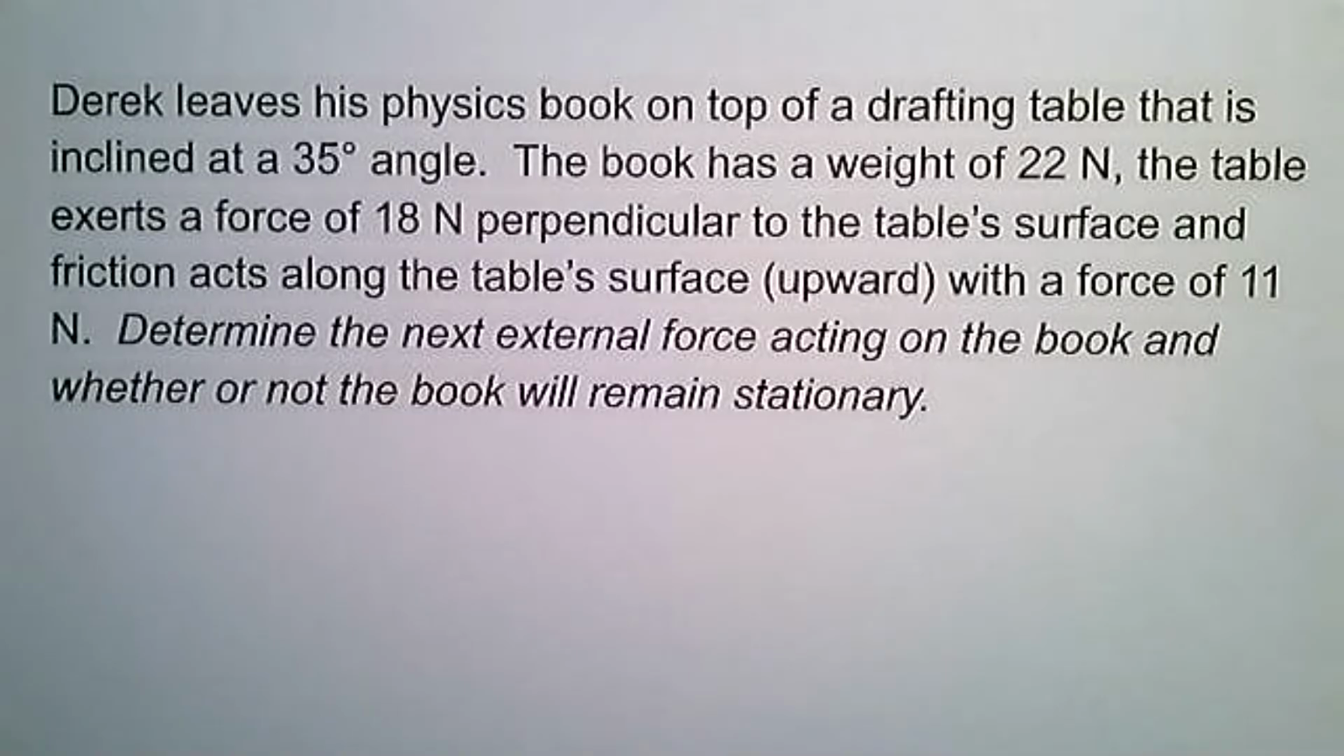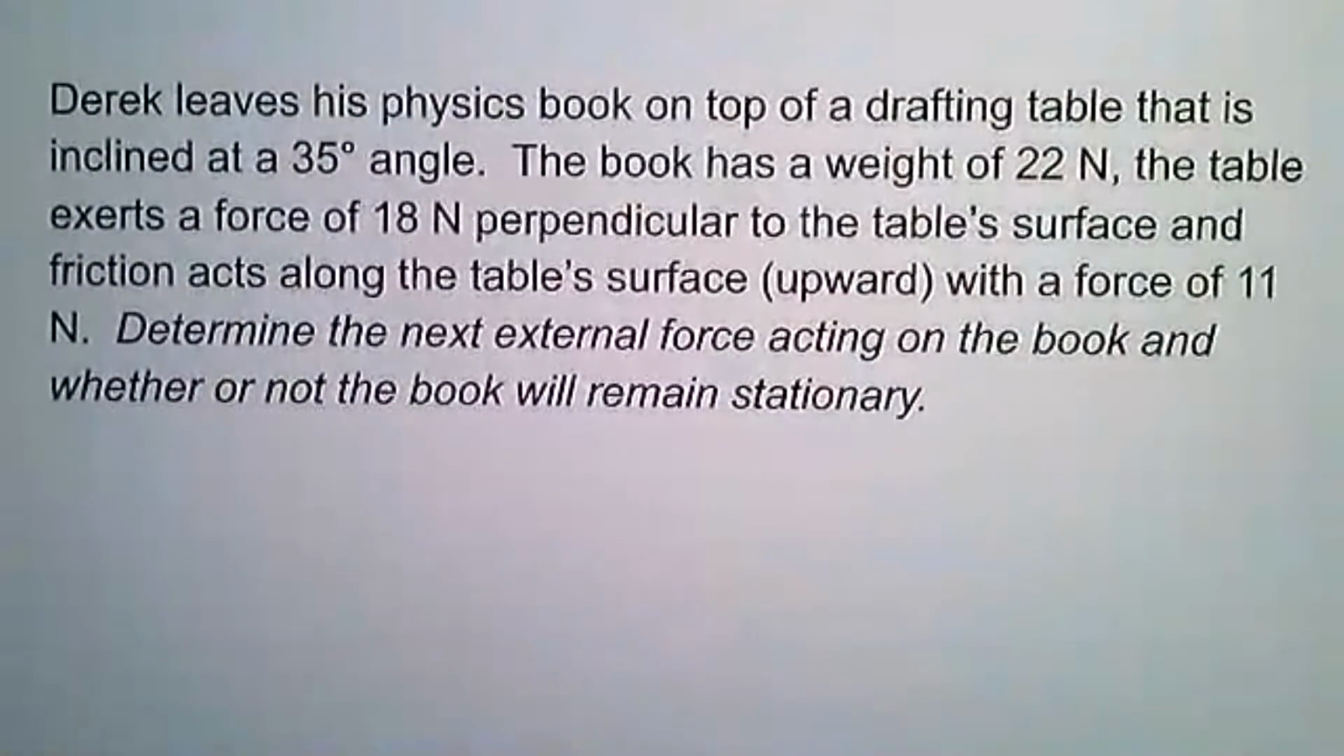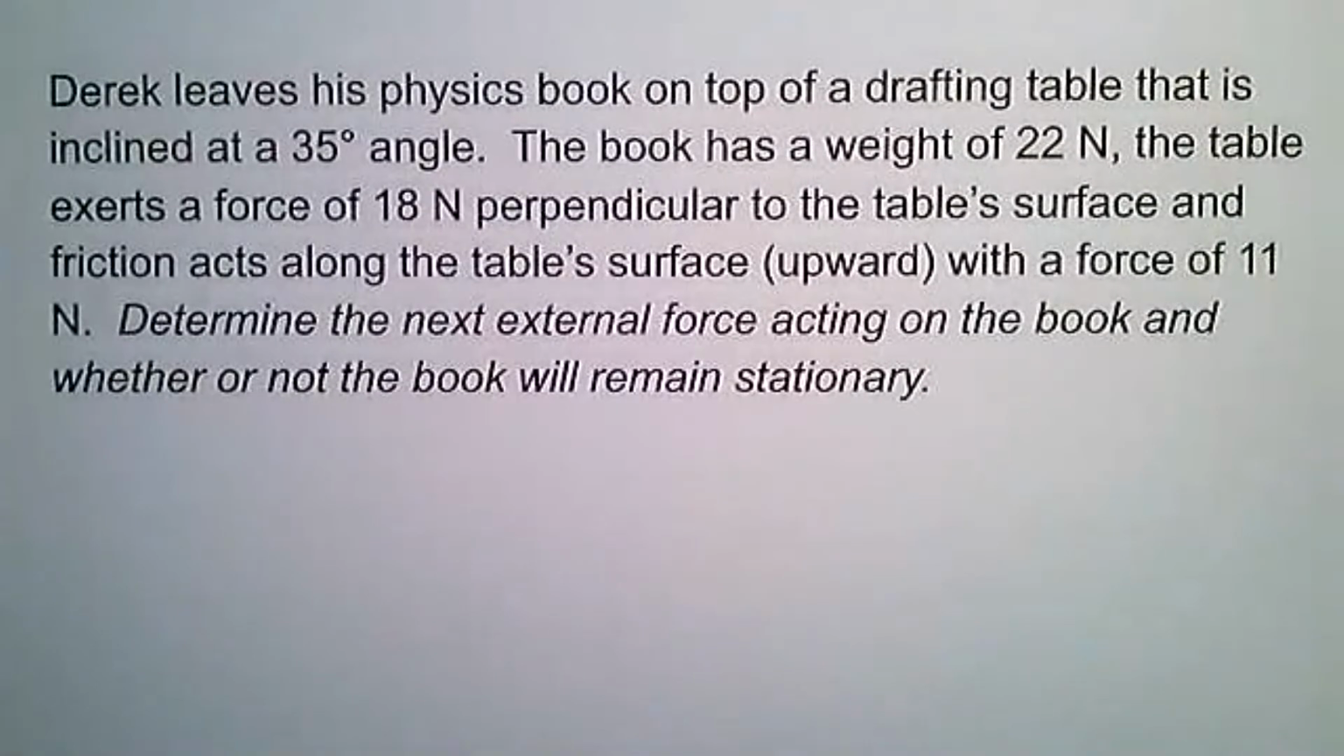So this particular question tells us that Derek leaves his physics book on top of a drafting table. Now, what a drafting table is, you guys, it's essentially a table that can tilt. Like architects use these and that kind of thing. So it's inclined at a 35-degree angle. The book has a weight of 22 newtons. The table exerts a force of 18 newtons perpendicular to the table's surface, and friction acts along the table's surface upward with a force of 11 newtons. And then it wants us to determine the net external force acting on the book and whether or not the book will remain stationary.